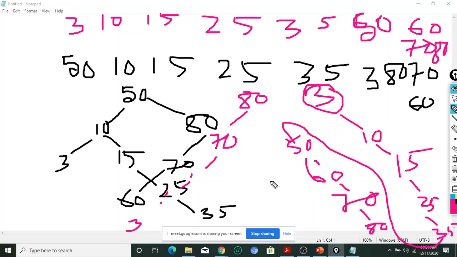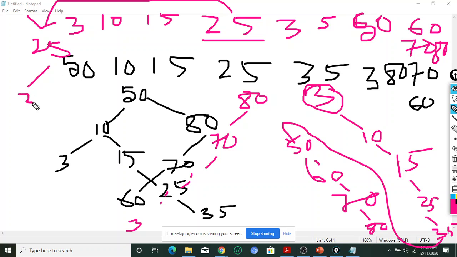Yes, sir. Okay. If I change the order and consider 25 as the root node, and exchange here, then we will get a different kind of picture. Yes or no? 25 is the root node, then 3 is the left, 10 is the right, 15 is the right. Like this I will get a different kind of picture. So I want to say that if I consider the same keys, let me go to the previous one.